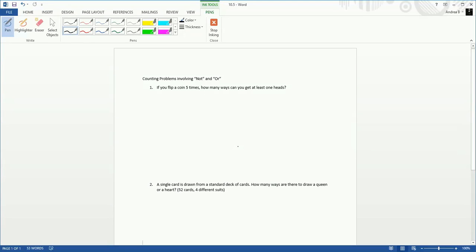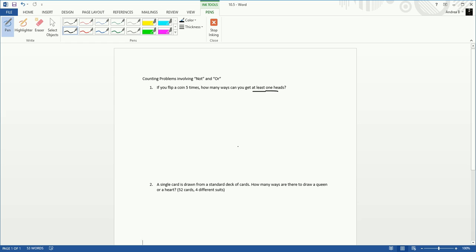All right, here we have counting problems involving not and or type of statements. So for the first one, if you flip a coin 5 times, how many ways can you get at least one heads? So at least one heads would mean either 1, 2, 3, 4, or 5 heads. So there's lots of possibilities here.